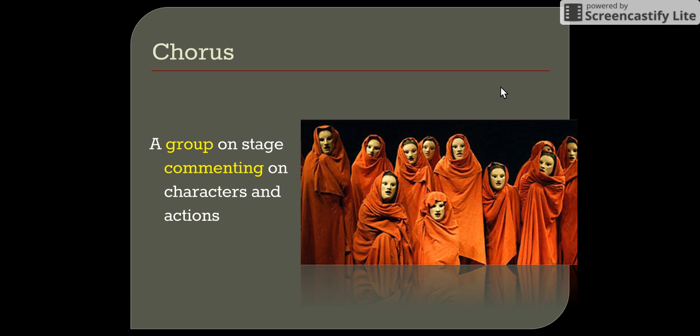This one, from now on, I think that was your last note for you to copy, so just go ahead and listen. A chorus is a group on stage commenting on characters and actions. So a chorus is when the group of people say everything at once. So if you see something that says chorus, that just means everybody talks at the same time.